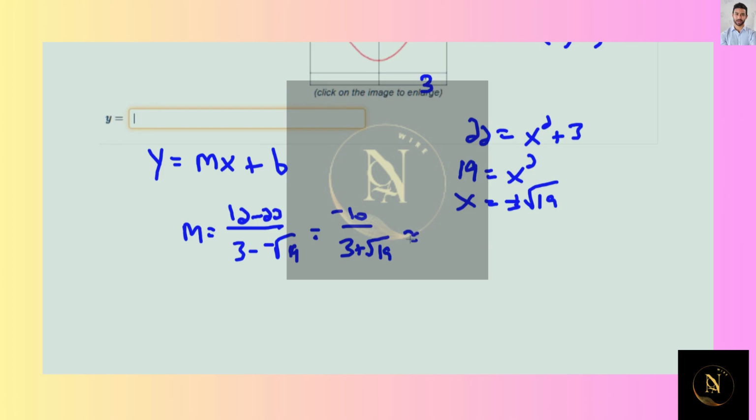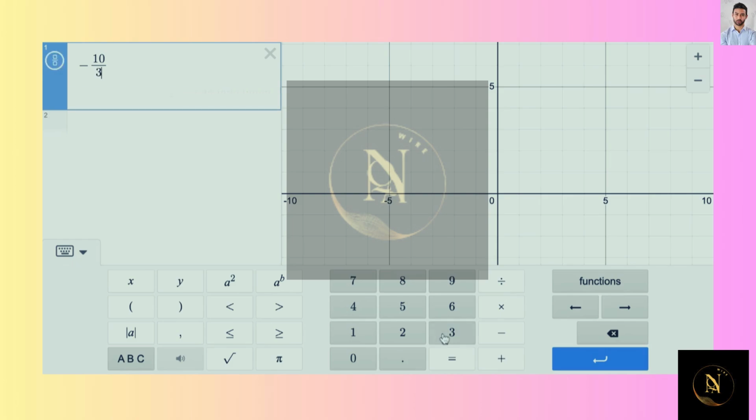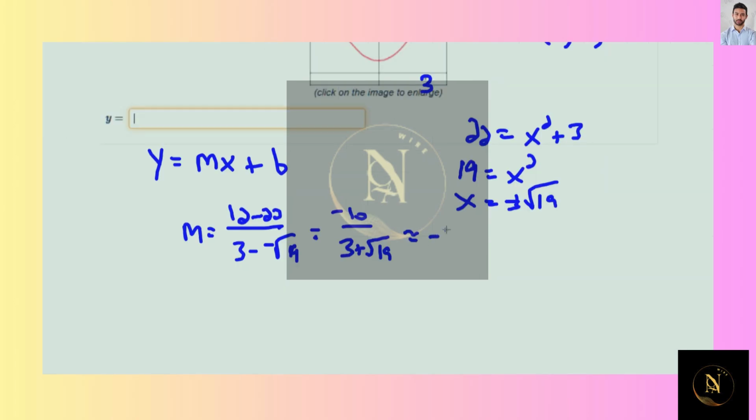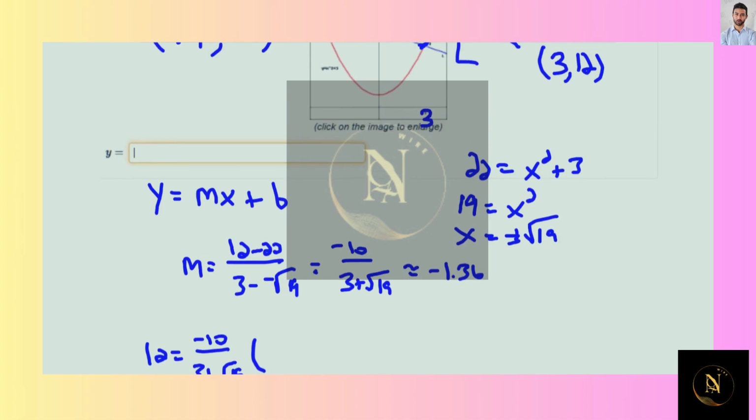I will give you what it would be. Negative 10 over 3 plus the square root of 19 would be about negative 1.36 for the slope. And for the y-intercept, I'll use the nicer point (3, 12), substituting 12 for y, negative 10 over 3 plus square root 19 for m, and x is 3.